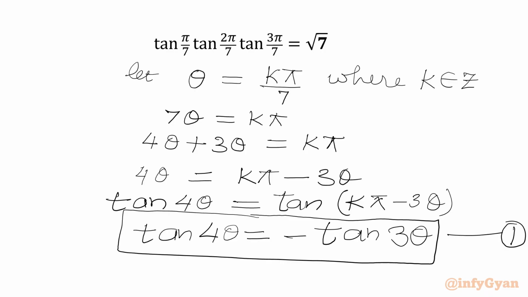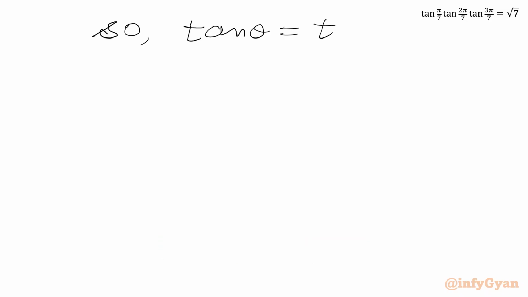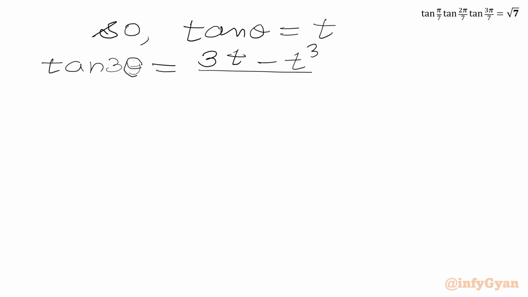Now we are going to calculate tan 3 theta and tan 4 theta. So let us consider tan theta is equal to t. I can write the formula of tan 3 theta. We know that tan 3a is 3 tan a minus tan cube a over 1 minus 3 tan square a. So it is 3t minus t cube over 1 minus 3t square in the denominator. This is our equation number 2.